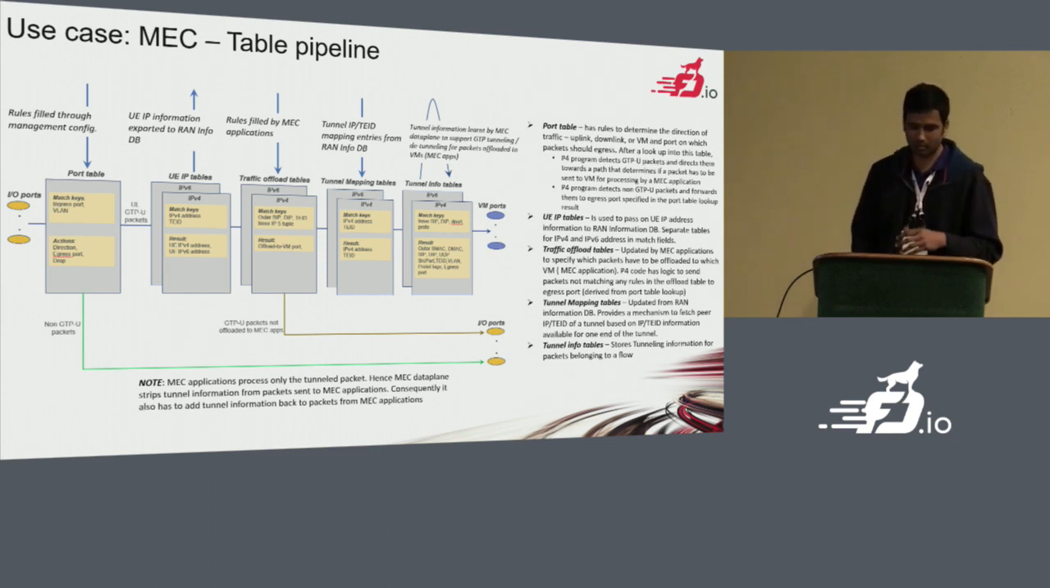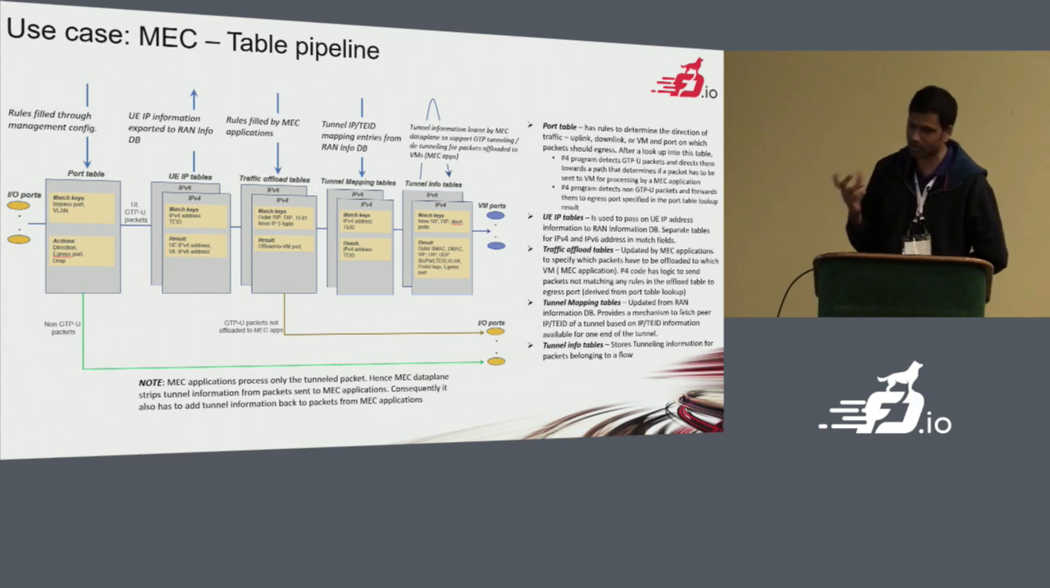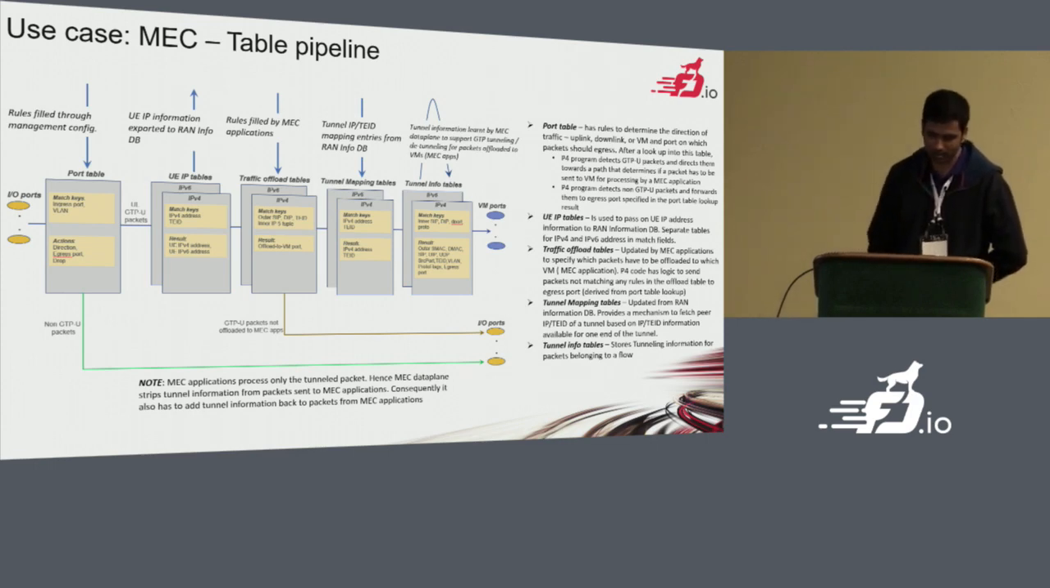The P4 language specification, the P4 file, we were able to extend in order to implement some of the functionalities. For example, this UE IP table: the information that is learnt into this table has to be exported into something called the RAN information database in order to extract the UE IP address information. We are able to extend the P4 specification easily using something called annotations in order to achieve such functionalities. And similarly, the tunnel mapping tables: there is a RAN information database which, when it gets updated, is automatically going to synchronize these tables.